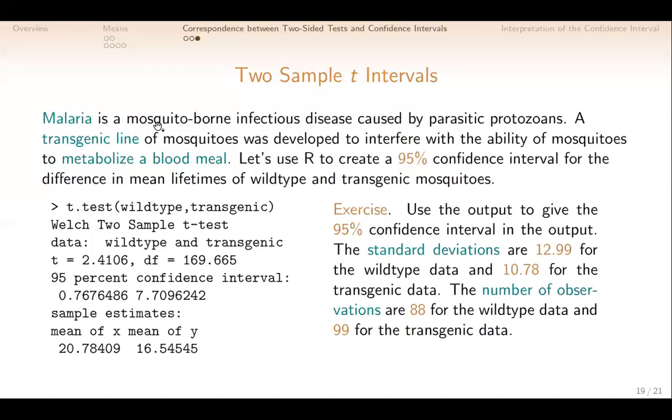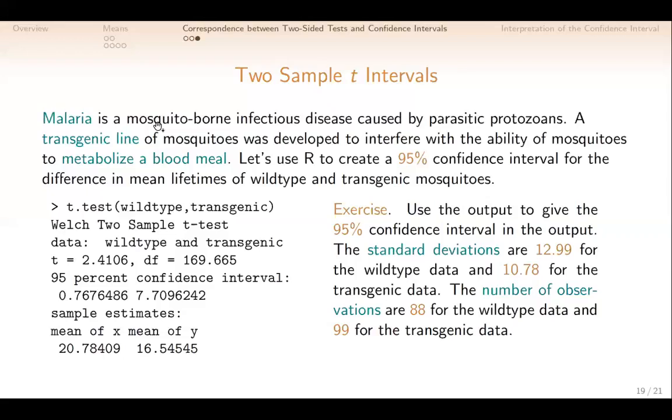So I'll use the output to recreate that 95% confidence interval. The standard deviation was 12.99 for the wild type data and 10.78 for the transgenic data, and there are 88 wild type and 99 transgenic.